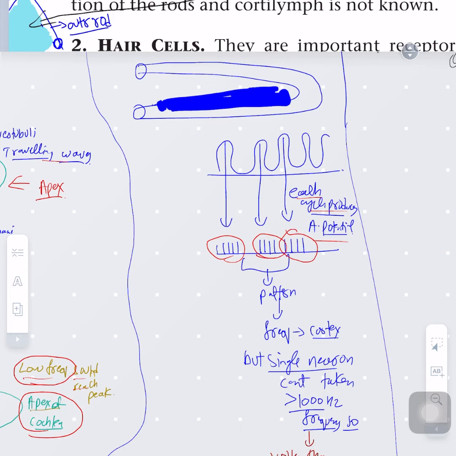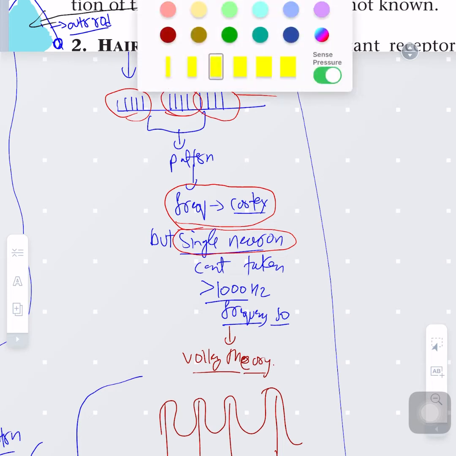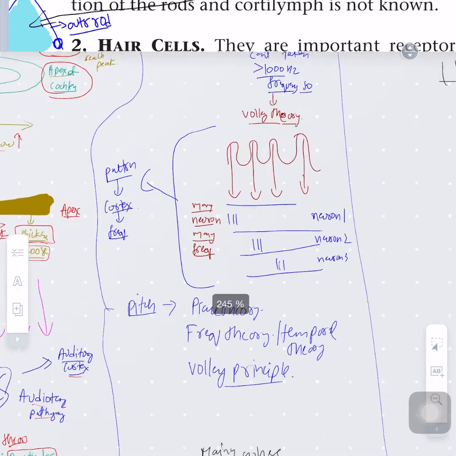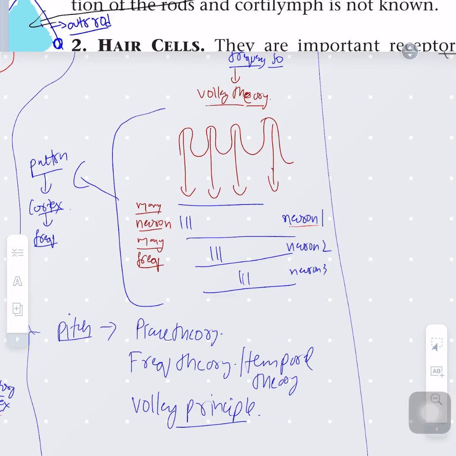But again, this had a shortcoming. Sometimes the frequency is so high, up to 20,000, that a single neuron cannot compensate for so much frequency. A single neuron cannot take greater than 1000 Hz. So the Wever theory came in. It says the same thing, that each crest and trough encodes for one action potential, but reception happens by multiple neurons. Let's say the first wave is recognized by neuron 1, the second wave by neuron 2, and neuron 3 recognizes the third wave. This pattern is recognized by the cortex, and the frequency and pitch are detected.